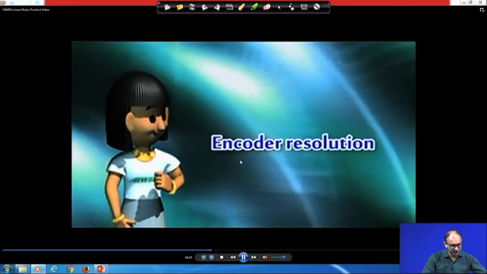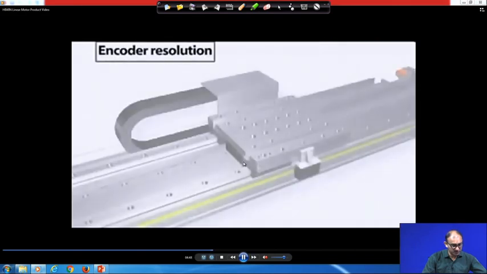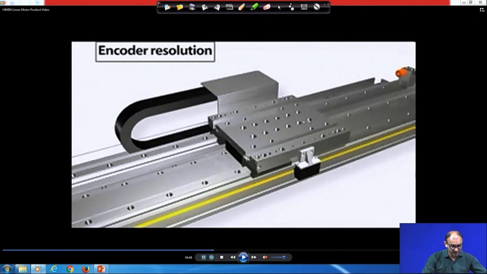And this is the encoder resolution, because everything depends on it. Even if you have very high precision motion of this linear motor, but you have not installed a sufficiently high resolution encoder, then you are not extracting the complete capability of the linear motor. We have discussed, I think a few lectures back, that if your motor has a resolution of 0.1 micron and you install an encoder with 1 micron, then whatever motion you get is in multiples of 1 micron, not 0.1 micron. So, that is the problem.